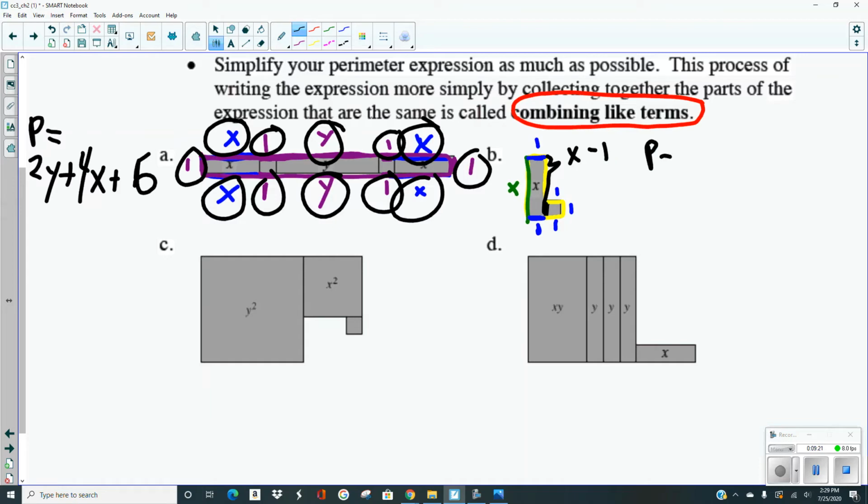Okay, so now let's go ahead and find the perimeter. So I have X plus X, then I have all my 1s.